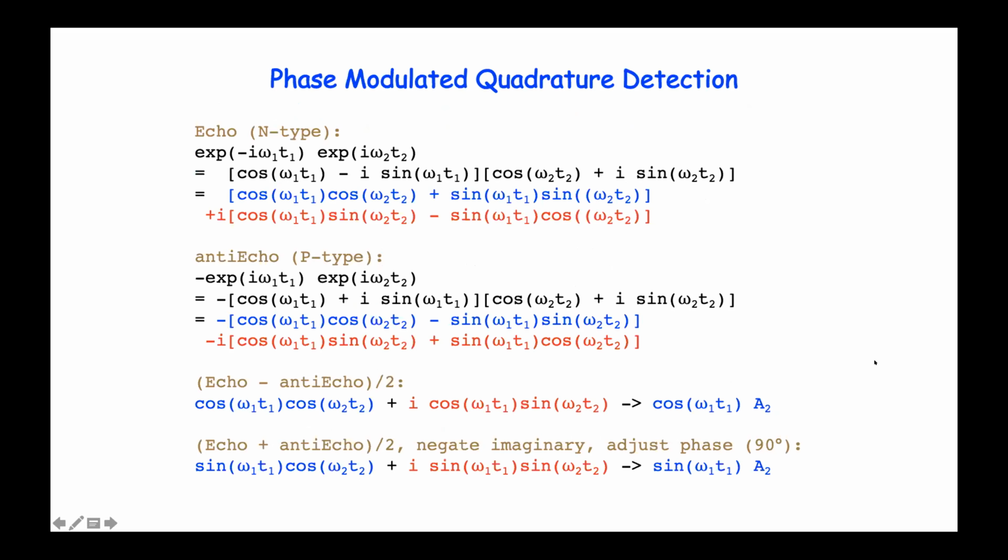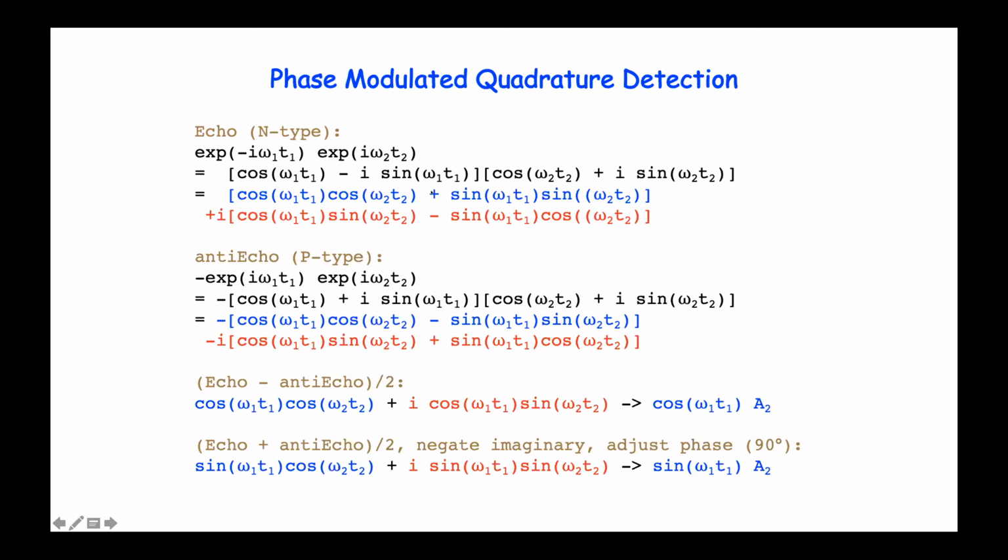Now, it's a little bit complicated when it's phase modulated. I'm not going to go through the details, but the math is simple. If you have echo, I think it's also called N-type. I may have messed up, okay? You have something like this, okay?